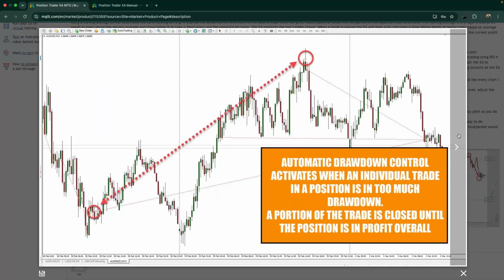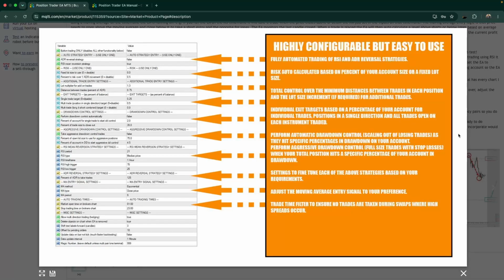Now, let's talk about the key features marketed by the developer. They include the combination of RSI mean reversion and ADR reversal strategies, also the moving average filters. You can see all of them here. We also have strict drawdown control with a max open trades limit, ADR based stop and target calculations, and timed exit options. It also has settings for trading hours and the ability to run in buy-only trading mode if desired. The focus is on controlled position trading with multiple layers of risk protection.